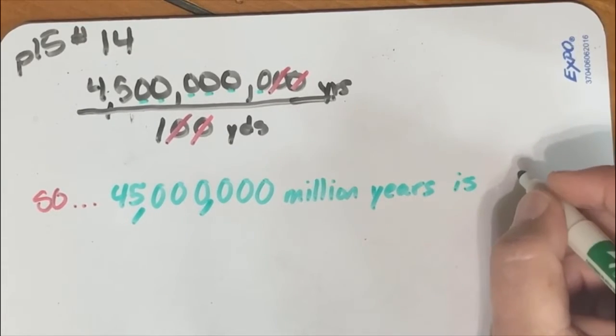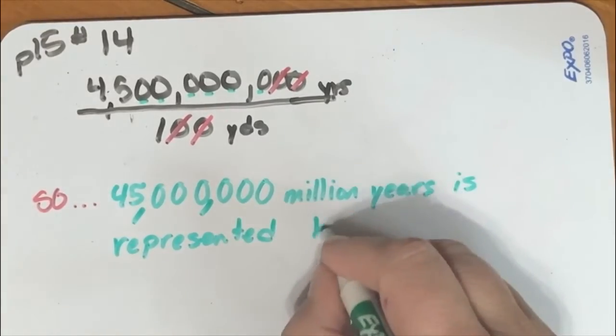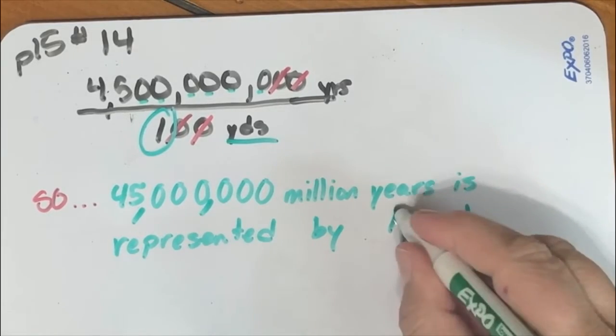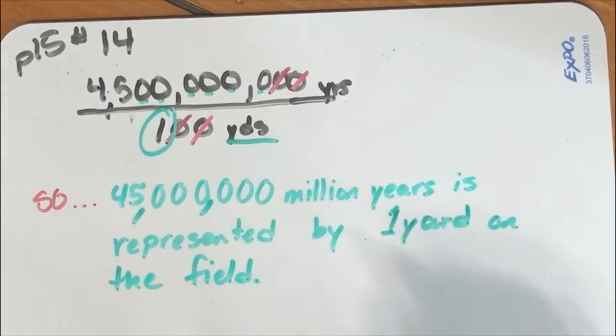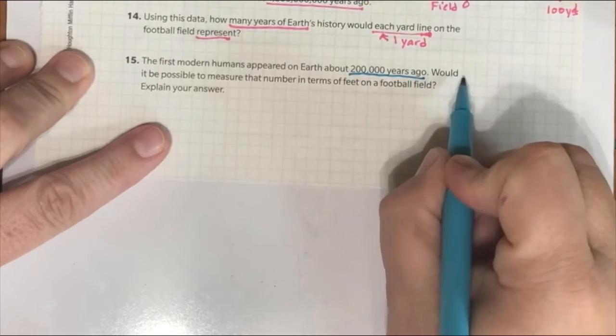So if we took the whole history of Earth and made it into a timeline on a football field, 1 yard would represent 45 million years. Now we're going to need that information when we do 15.